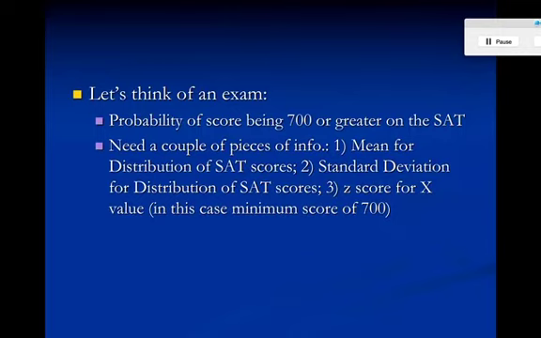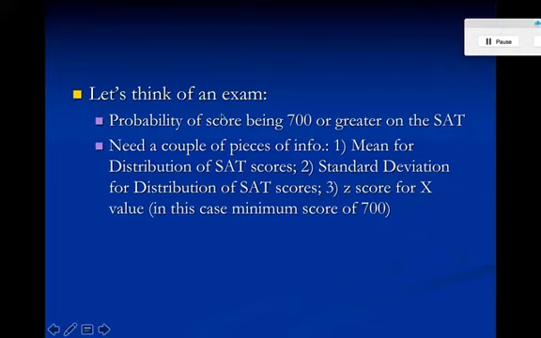Let's think of an exam, such as the SAT. Let's think of the probability of a score being a 700 or greater on the SAT. I've taken this example from the one in your textbook, so if you can follow along with what's in your textbook and with what's here, and understand how I came up with this idea of the probability for these scores, we should be okay. If you're still having some issues, revisit the lecture and the textbook discussions to really get a firm grasp on this idea, because it is important for us.